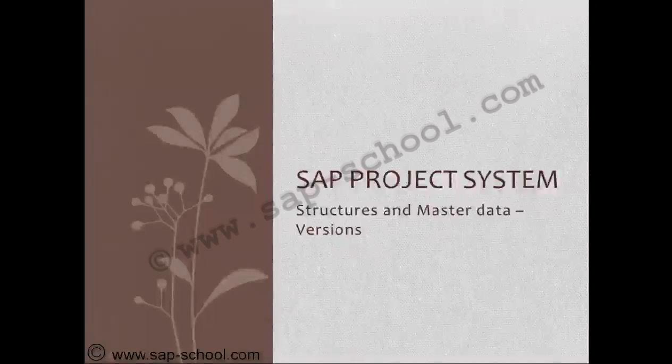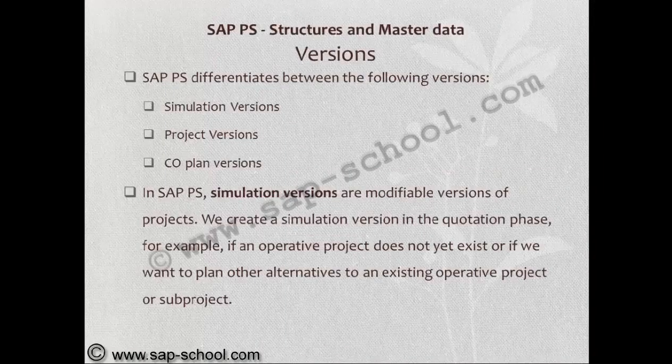The next topic of structures and master data is versions. SAP Process System differentiates between the following versions: simulation version, project version, and CO plan version. In the SAP Process System, simulation versions are modifiable versions of projects. We create a simulation version in the quotation phase.